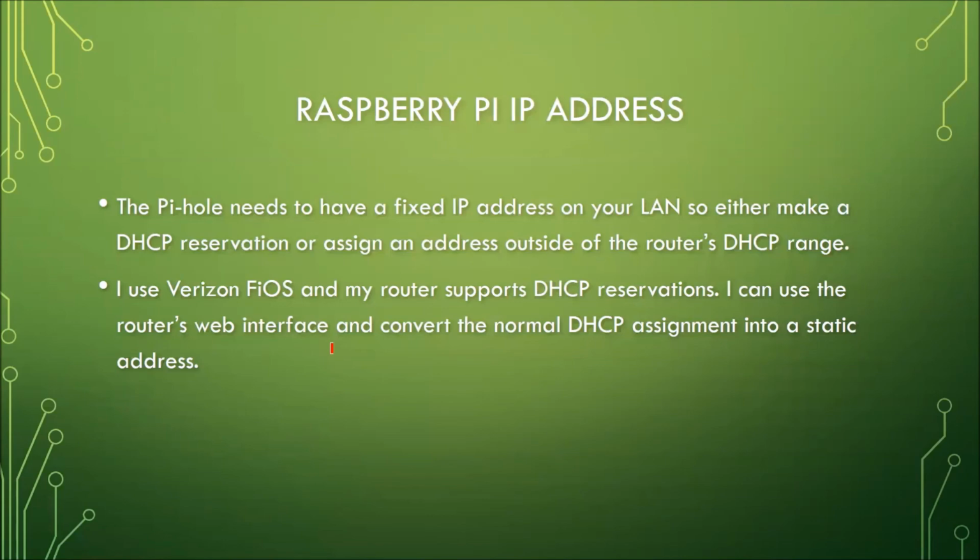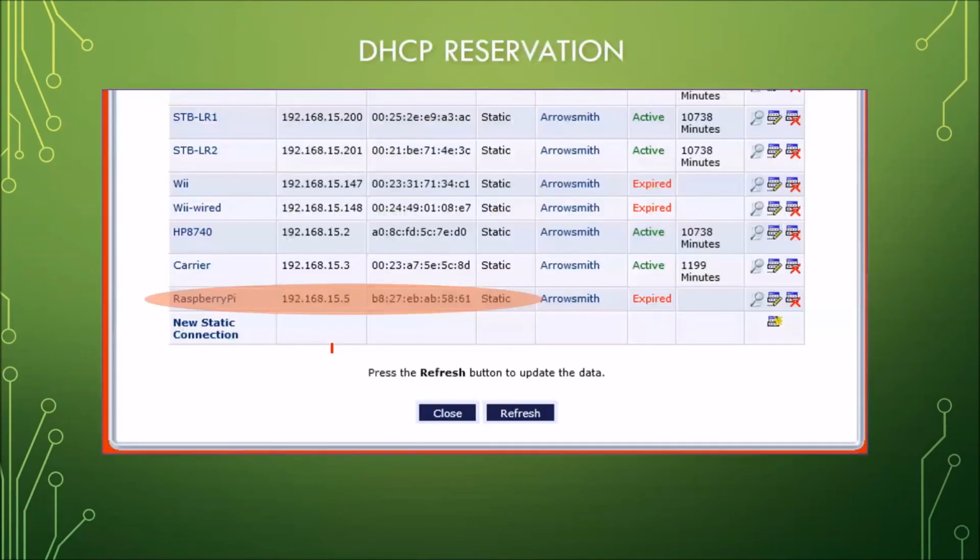So I said I use FiOS. My router has reservations. This is the bottom of that page. You can see that here's our Raspberry Pi name. This is the IP address for it. Here's its MAC address, and it's static as opposed to dynamic on here, so it'll always be given that address whenever it's asked for it again.